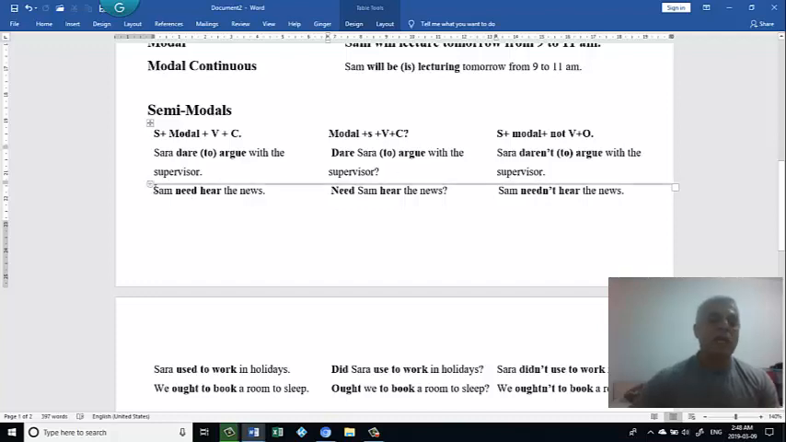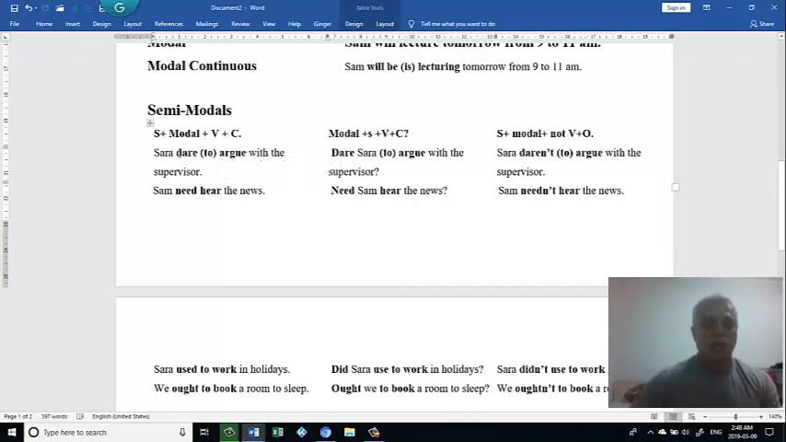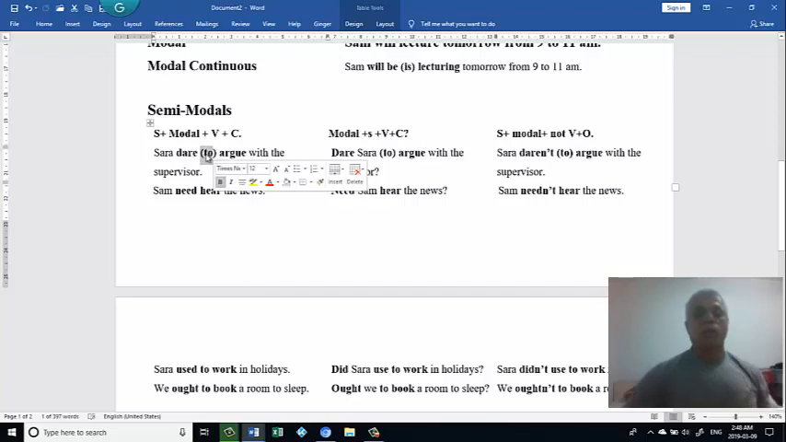Same thing we have here, need. We say, Sam need hear the news. We make a question, because we say modal. This is my modal, and then this is the root of the verb here. Same thing here, we have it there as a modal, or could sometimes say semi-modal. Then we say "to" is optional. Sometimes you could put it, or sometimes you could omit it. It's up to you. Then argue is the root of the verb.